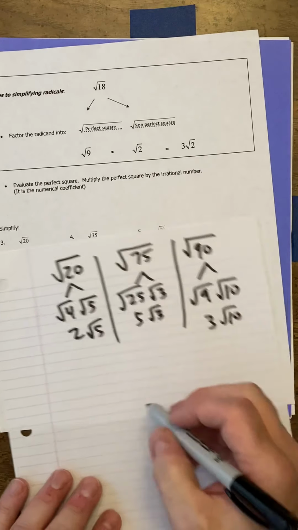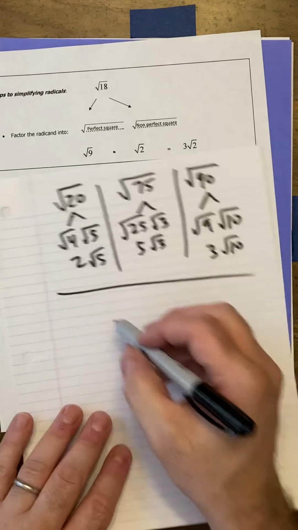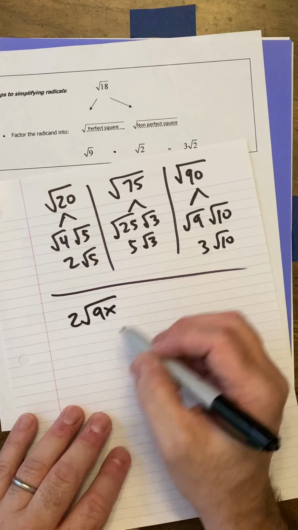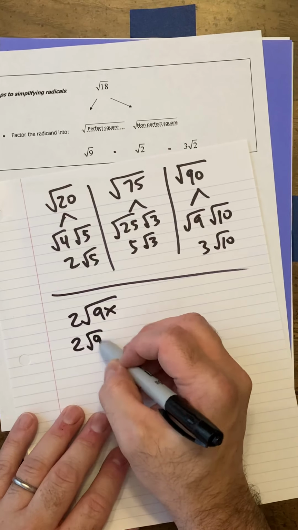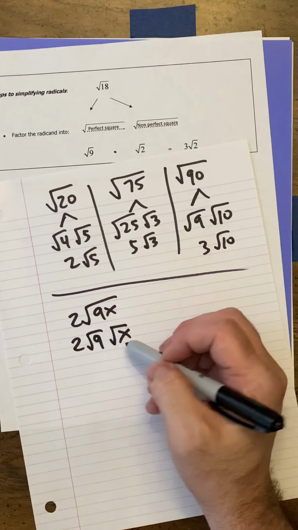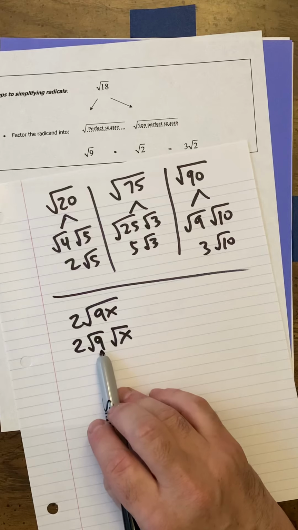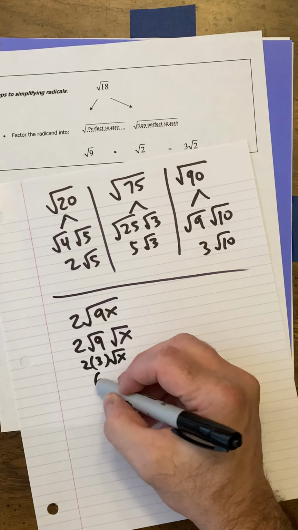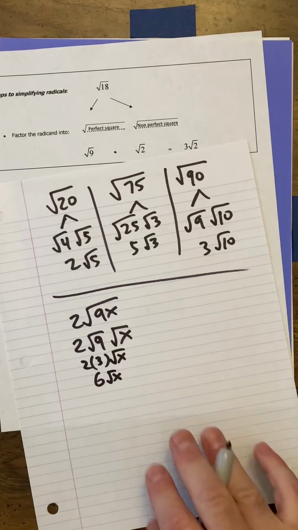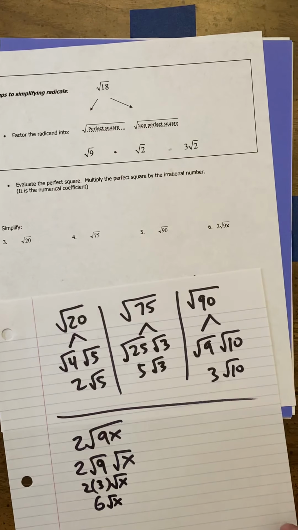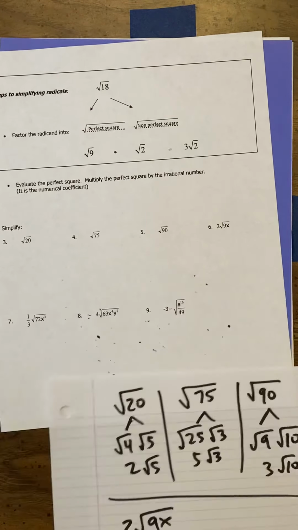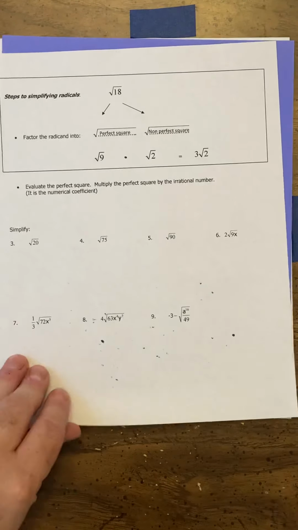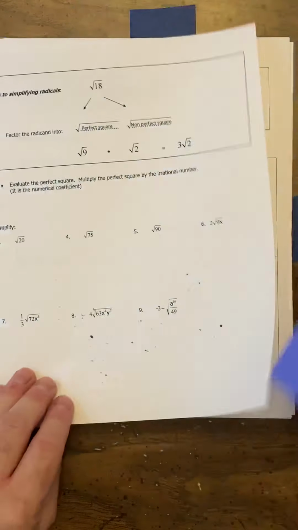And then we got another situation over here. 2 rad 9x. I'll put that one over here. 2 rad 9x. I could make this 2 rad 9 rad x. Each of these can get its own radical. This is a perfect square. It's going to be 3. And 2 times 3 is 6. So you get 6 rad x is how this simplifies. Okay, let's take a look down here.